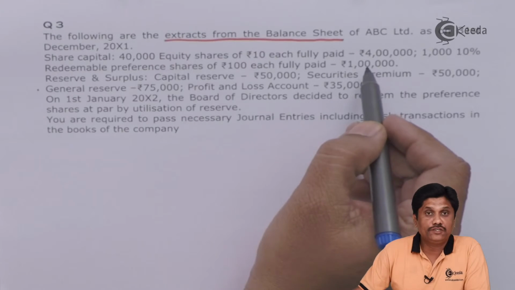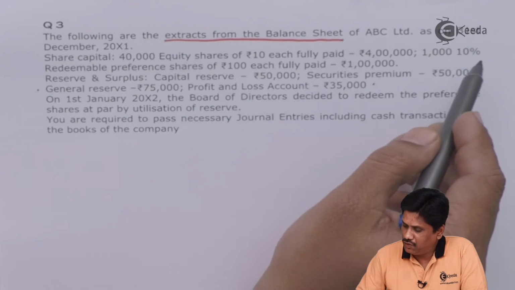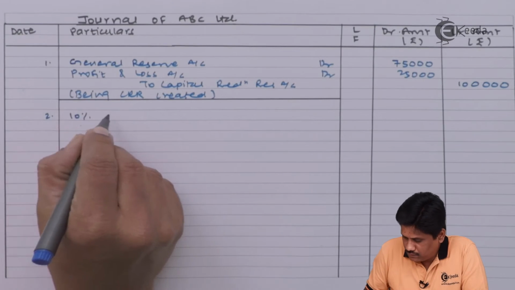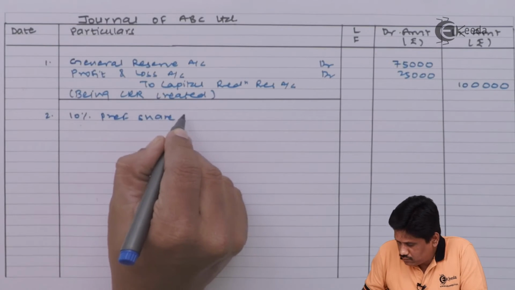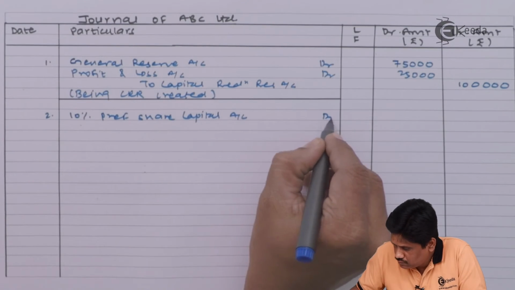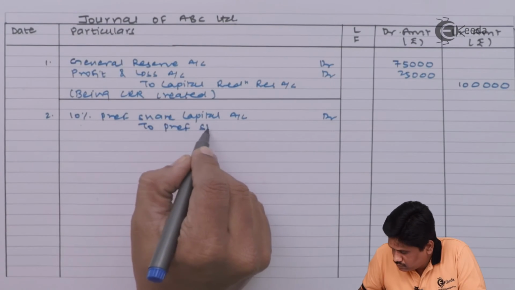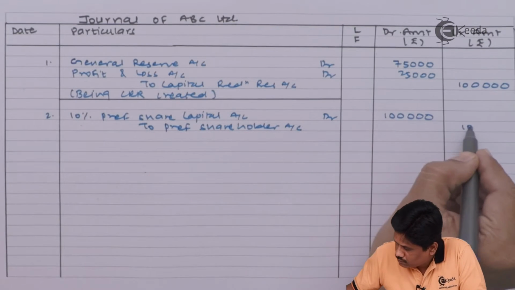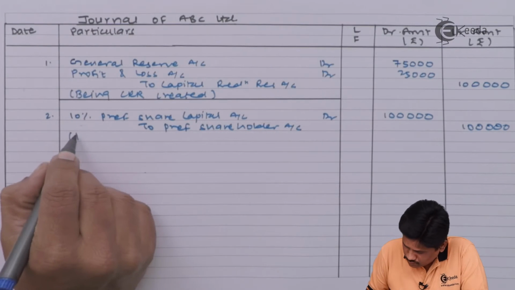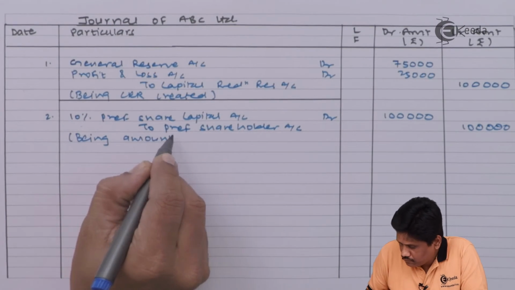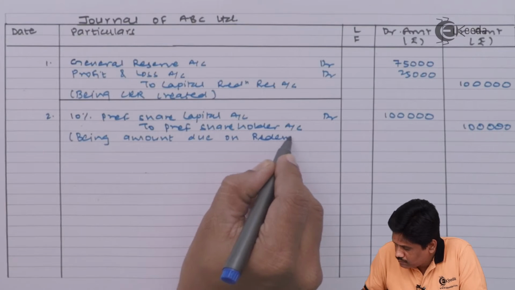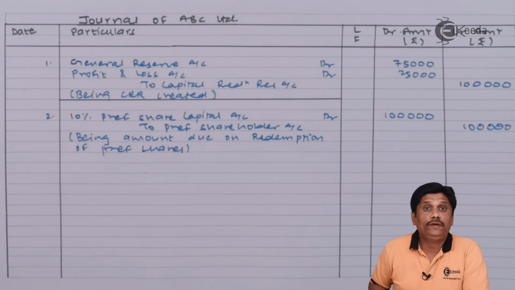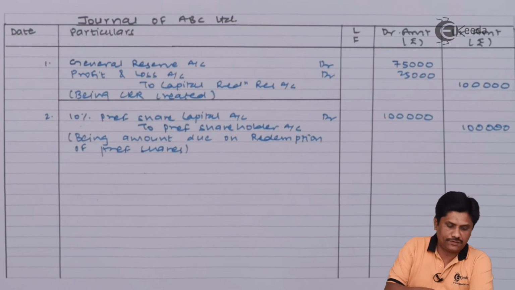We have to redeem the preference shares. तो आपका नेक्स्ट एंट्री क्या होगा सर? आपका नेक्स्ट एंट्री होगा 10% प्रेफरेंस शेयर कैपिटल अकाउंट डेबिट टू प्रेफरेंस शेयर होल्डर अकाउंट. Being amount due on redemption of preference shares.